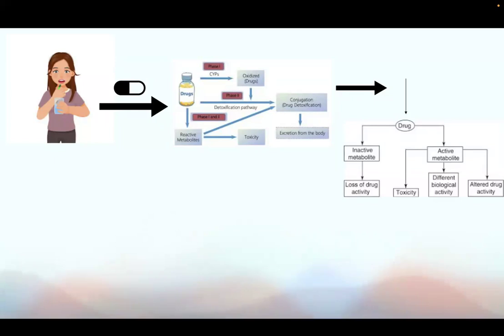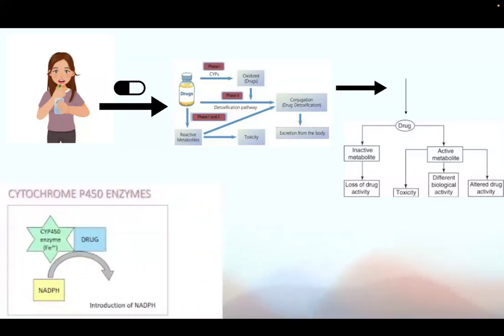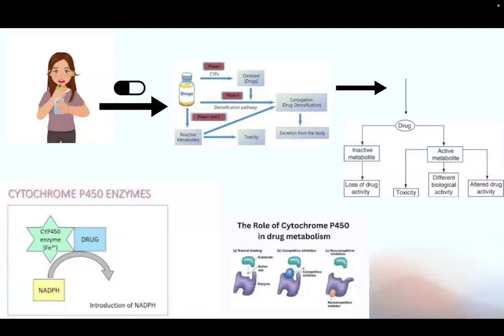Various possibilities are there. These are our CYP450 enzymes, which require NADPH as an energy source, and they are responsible for converting your drugs into this active formation. So the role of CYP450 in drug metabolism is various. They can have normal binding, competitive inhibition or non-competitive inhibition. This is another topic to discuss again, the role of CYP in drug metabolism.